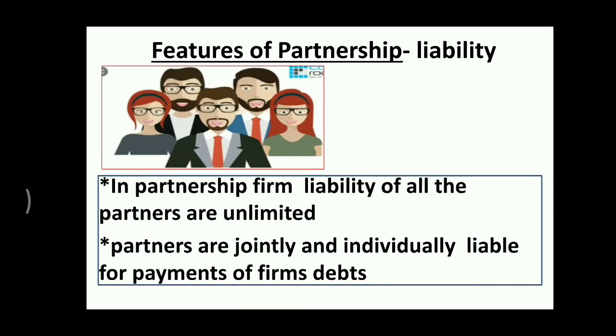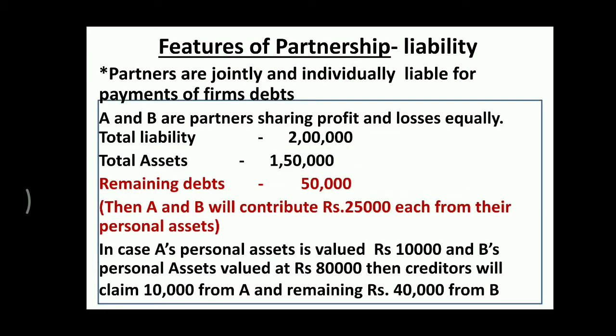Unlimited liability means the creditors can claim the personal assets of the partners in case the business assets are not sufficient. And one more term is that partners are jointly and individually liable for payment of the firm's debt. What is actually jointly and individually, we will see from this example. If A and B are partners sharing profit and losses equally, and the total liability of the firm is 2 lakhs, whereas assets are only 1,50,000.